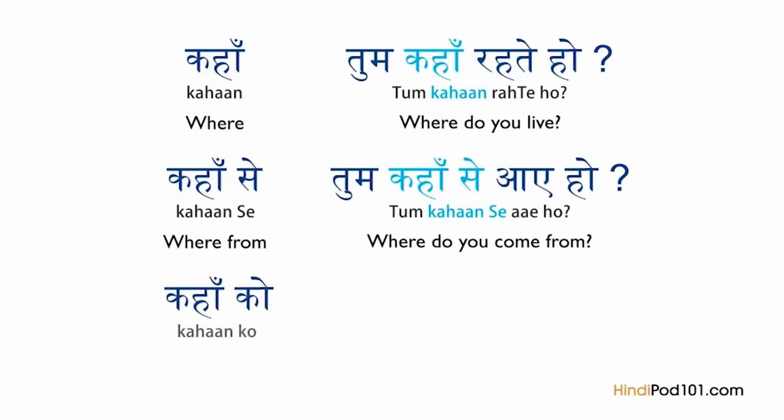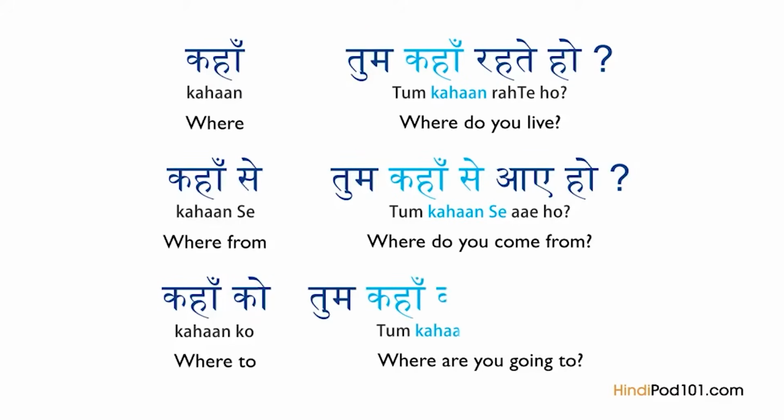Kahan ko is insisting on the destination or the arrival point, as in, where are you going to? तुम कहाँ को जा रहे हो? In this lesson, we learned how to use the Hindi word for where, kahan, and also its different variations. Now you can avoid getting lost.